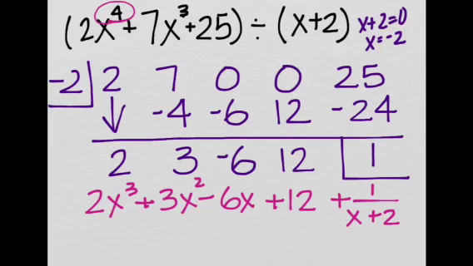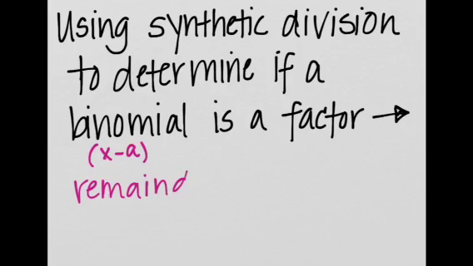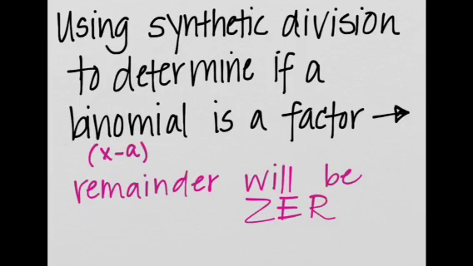One of the ways that we do use synthetic division is to determine if a binomial, so anything that's in the x minus a form, is a factor of a given polynomial. And you're still using the process of synthetic division, but what you're looking for is you want your remainder to be 0. So your remainder will be 0 if it is a factor.